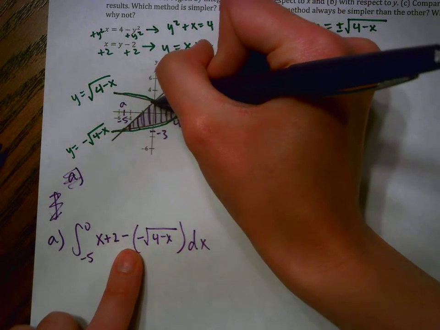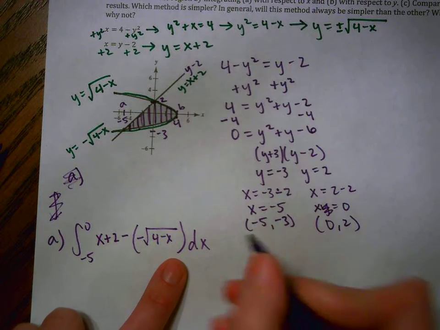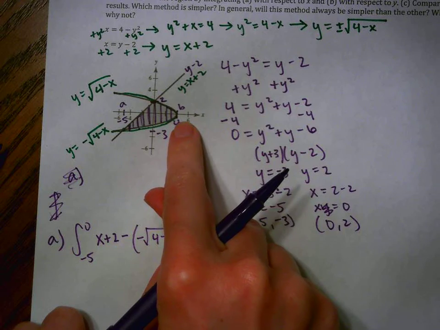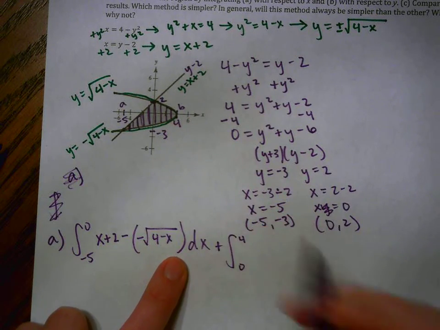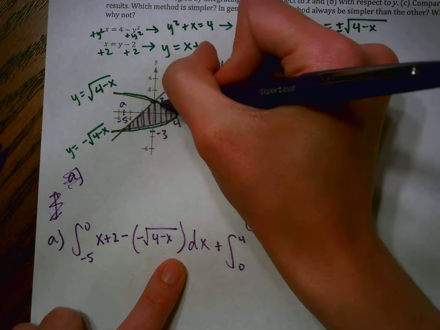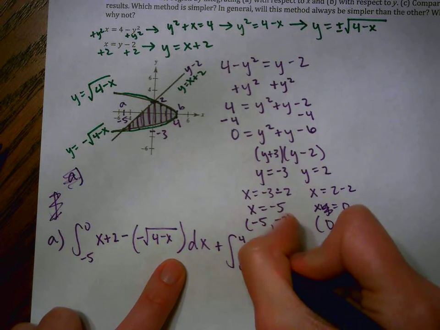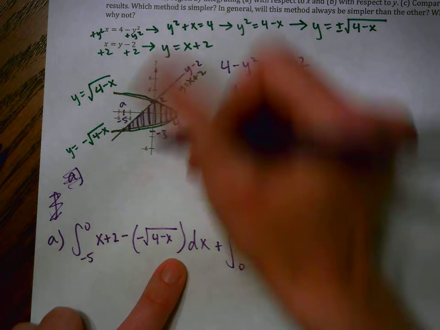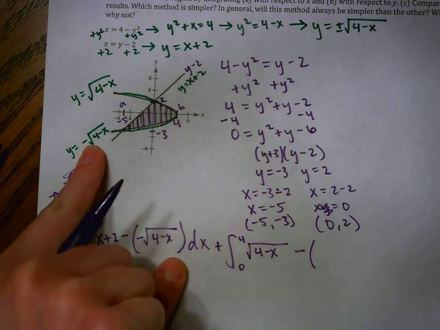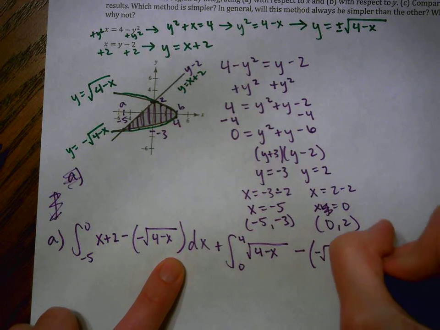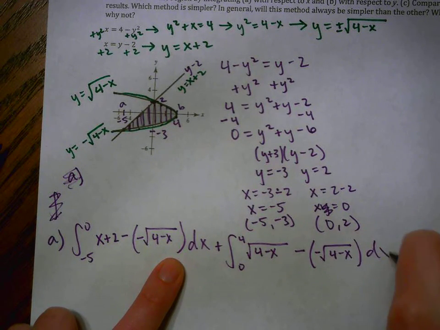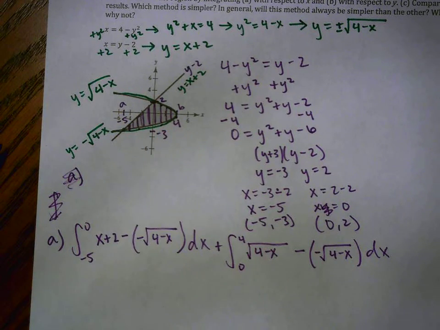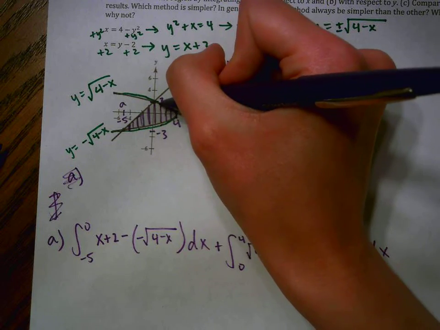And now once you get past x equals 0, the top changes. So we're going to add a second integral that starts at 0 and goes to what x value? 4. And now when you draw these vertical lines, it starts at positive square root of 4 minus x, and then you subtract the bottom function, which is still this negative square root of 4 minus x. So it's kind of weird. This second part doesn't use that linear line at all. You have to really draw those vertical lines and think top to bottom.